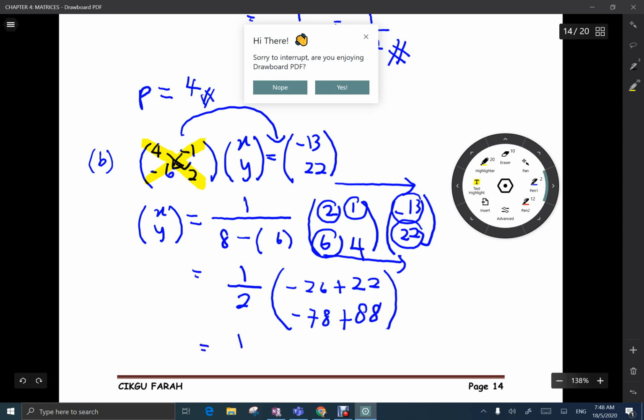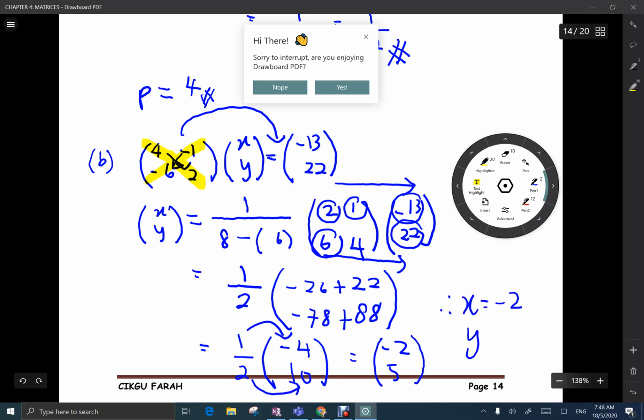Okay, so solve this. This will get negative 4, this will get 10. So, 1 over 2 times negative 4 will get negative 2. 1 over 2 times 10 will get 5. So, therefore, x is negative 2, y is 5. Done. Okay, it's easy, right?